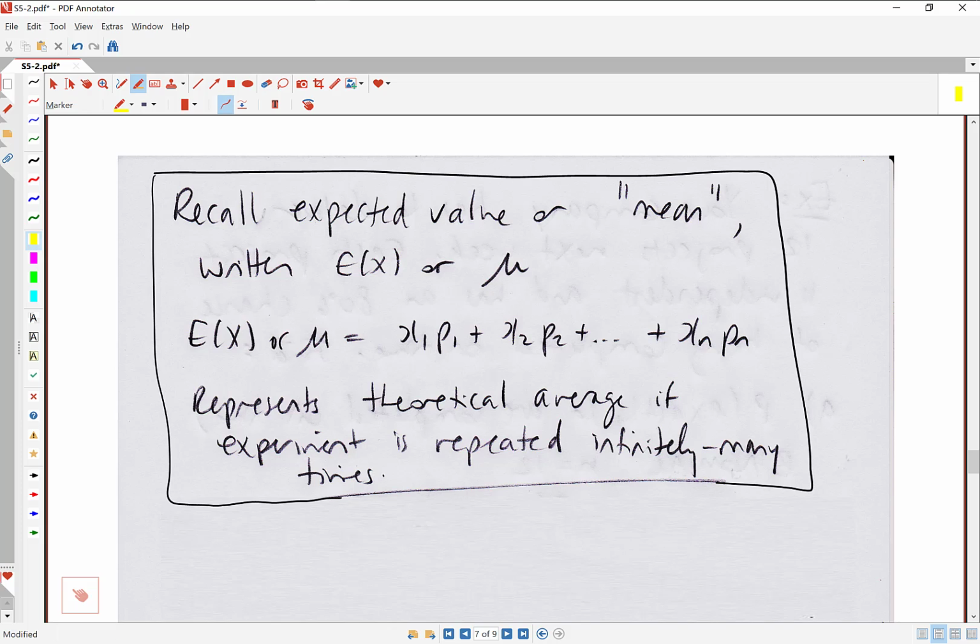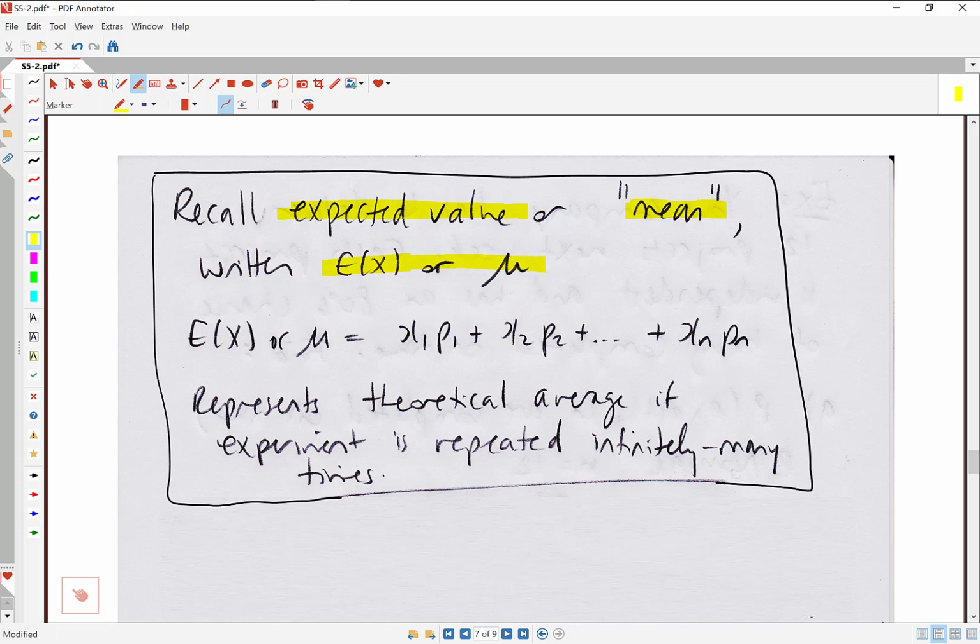Let's recall the concept of expected value from our previous video. Expected value is also called the mean. Two words for the same thing, expected value or mean. We were using the symbol E of x for expected value in our previous video. But if you choose to call this mean instead, there's another symbol that's used interchangeably, which is the Greek letter mu. So you can either write E of x or you can write mu. They mean the same thing. You can say the word expected value or you can say the word mean. Again, they mean the same thing.